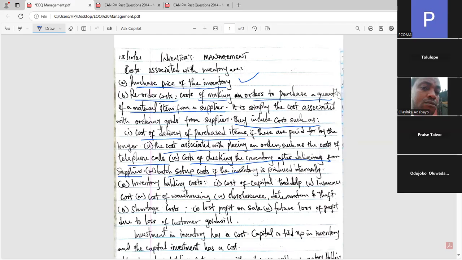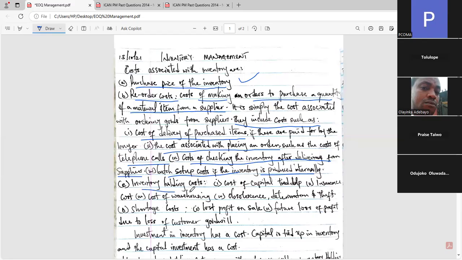You incur cost at every stage: the purchase cost, the ordering cost, then the setup cost if the inventory is produced internally. If your inventory is produced internally, like you have a factory and make goods from raw material, the machine that you use in producing that inventory has to be set up. The setup that you do on that machine is also part of the inventory cost. Does that make sense? So we have looked at the purchase cost of inventory, and the other costs of inventory, where I gave you examples.